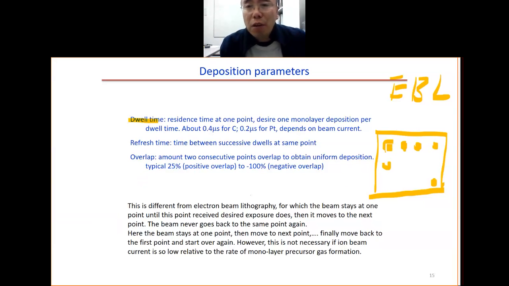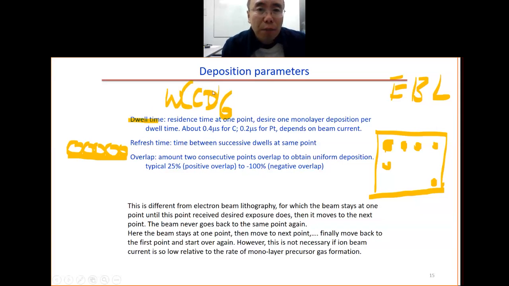If the beam stays here for a long time, what will happen? Why do we have to move the beam, staying here for a short time, then come back again? So we have the beam here, we have the sample surface, and we have the precursor gas. This again can be WCO6.